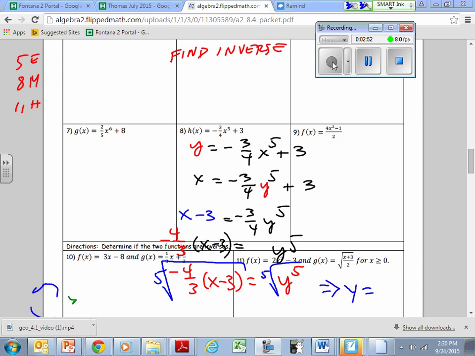Why would they want you to know this? Why would they want to know it? 4/3 minus 3.